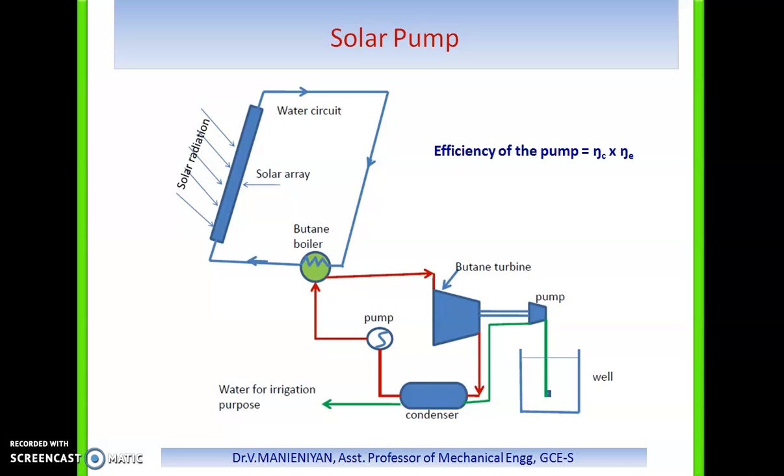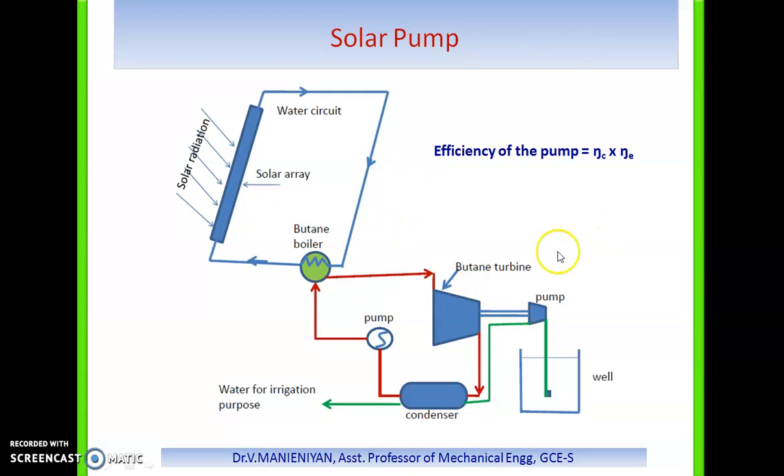So there is an optimum range of temperature for the solar pump system, which results in the maximum efficiency of the system. There are a number of working fluids we can use for the irrigation, used for the recirculation system. A number of organic fluids we can use.